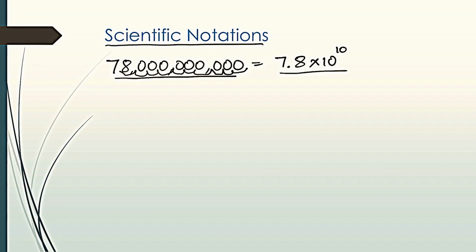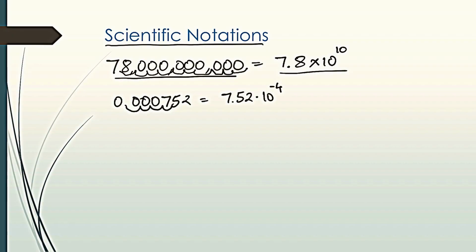What about if we have a really small number, like 0.000752? I can clean this up using the same exact rule that I just talked about. I have to take this decimal and move it, and I did 1, 2, 3, 4 places. So what I'm going to do is write 7.52 times 10 to the negative 4.